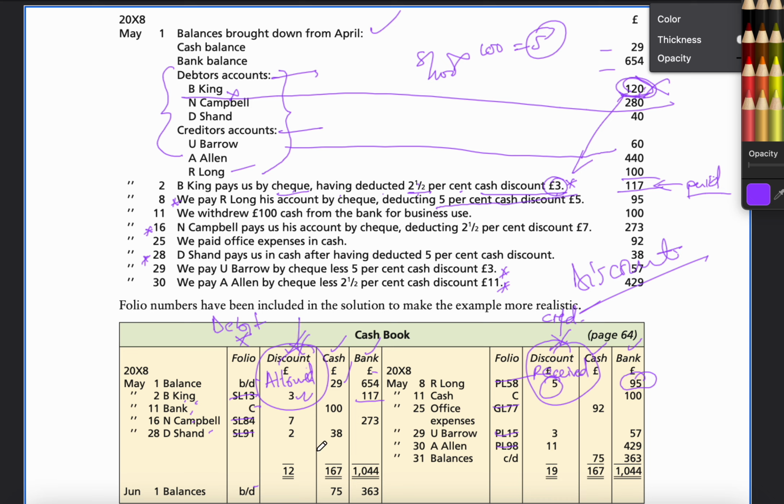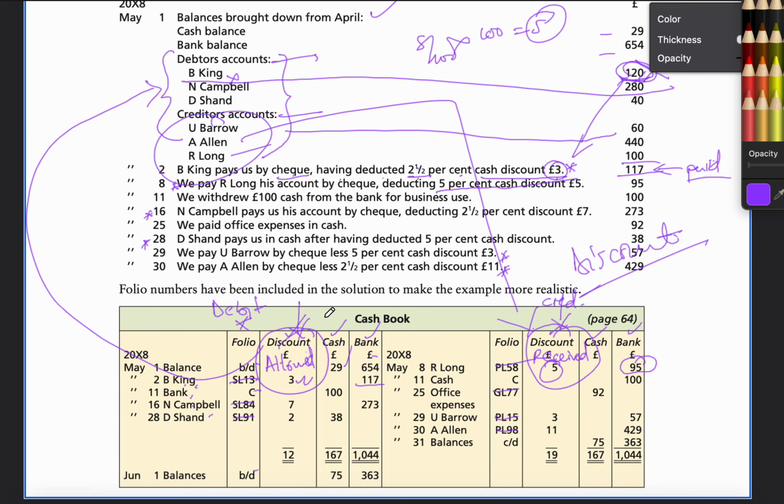So just know that discount allowed is for debtors, but discount received is for creditors. The amount that we were owing to people, they allowed us to remove a certain amount of money. That's how we receive a discount. We were supposed to be paying you $100, but now you're allowing us to pay you only $95. That's discount received of $5. You get the point?